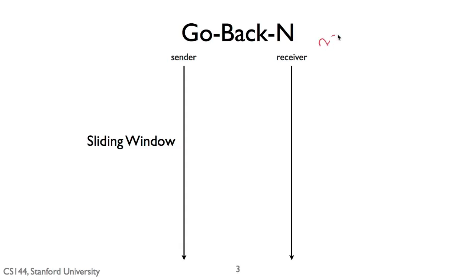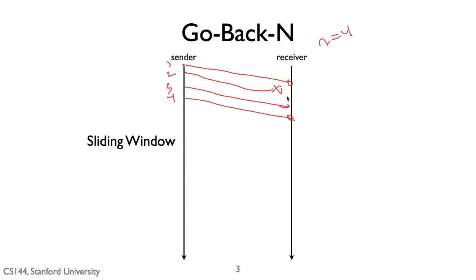So let's say that we have a window of size equal to 4. And so the sender sends packet 1, 2, 3, 4. And packet 2 is lost. So here are our 4 transmissions. Well, in response to packet 1, the receiver is going to send acknowledgement 1. But it's not going to send acknowledgement 2. And so what will happen is at some point, we're going to have a retransmit timer go off.